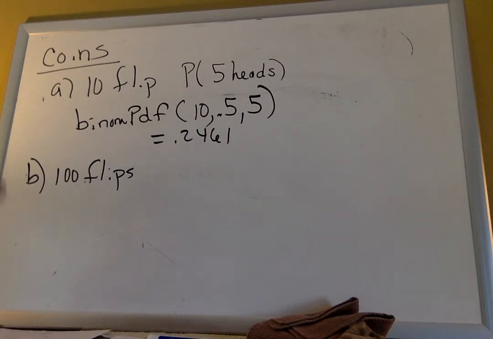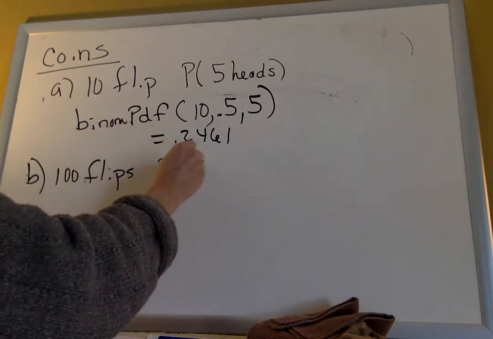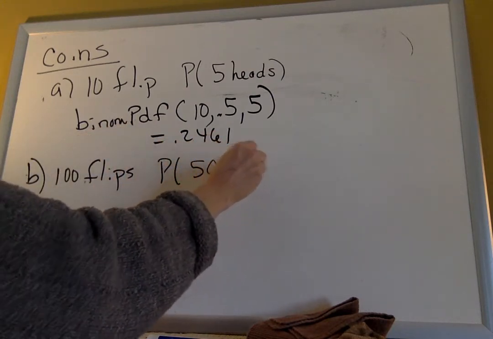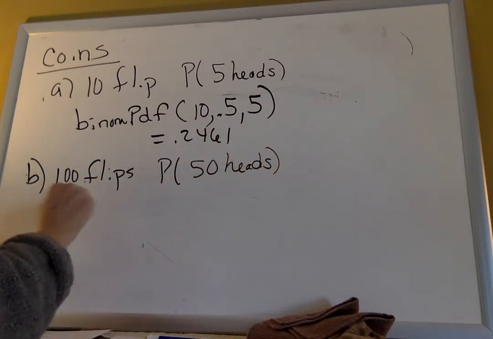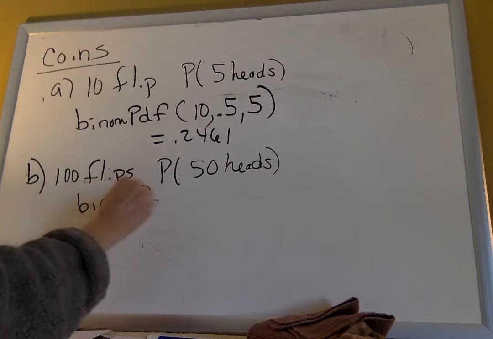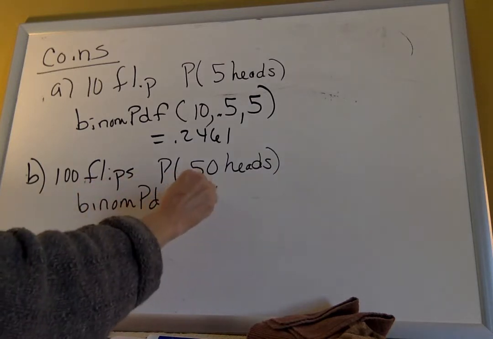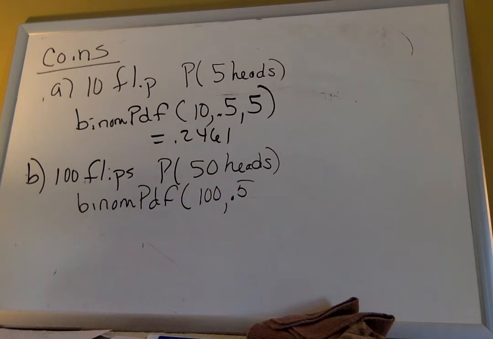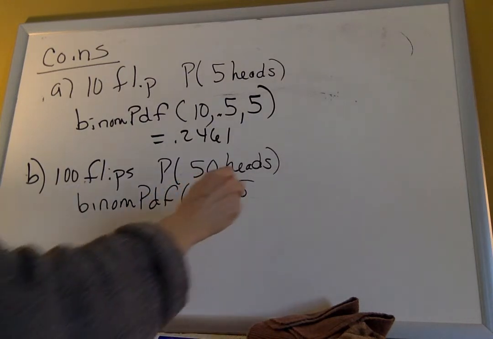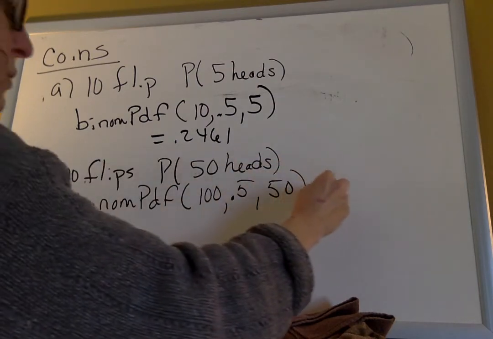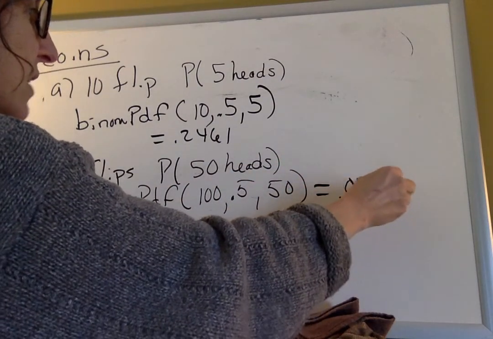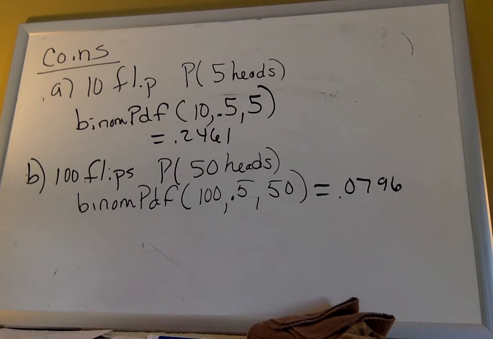So with 100 flips, let's calculate the probability you get precisely 50 heads, which of course is the 50%. So run your binomial PDF, and it's 100, fair coin heads is 0.5, and we're going at 50. That will give you 0.0796. So approximately 8% of the time you would get exactly 50 heads.